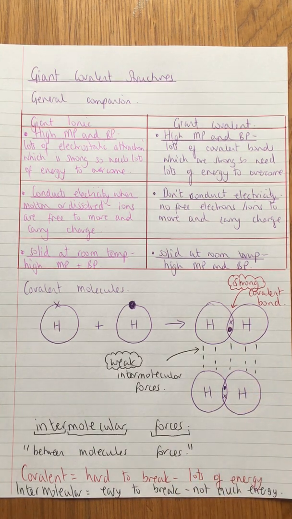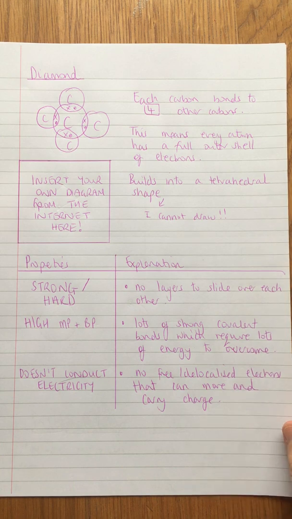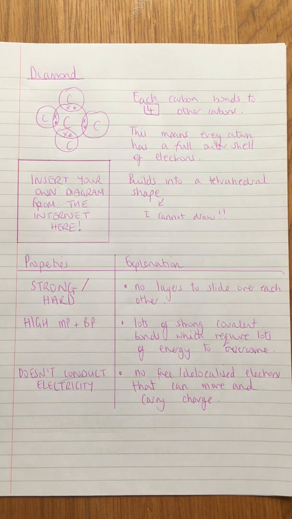Okay. So looking a bit more specifically then at diamond. We're going to look at two examples. We're going to look at diamond and we're going to look at graphite. The reason we look at them in specifics is because they're both very different even though they're both made of carbon. So diamond, each carbon bonds to 4 other carbons.